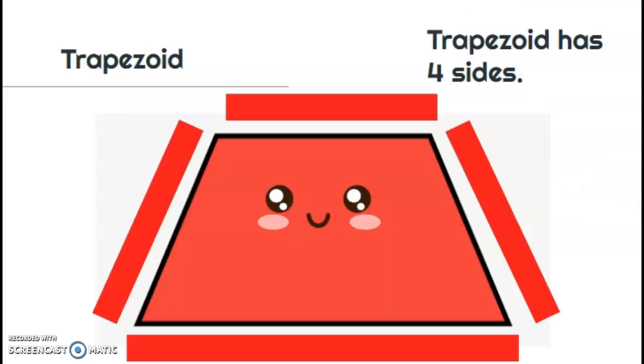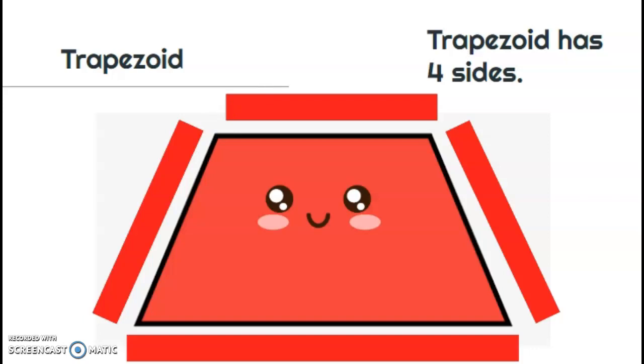The next shape we're going to look at is trapezoid. Can you guys say the word trapezoid? Trapezoid. A trapezoid is another shape that has 4 sides, but it looks pretty different compared to a square and a rectangle. This top straight line is 1 side, 2 sides, 3, and 4. So a trapezoid has 4 sides.